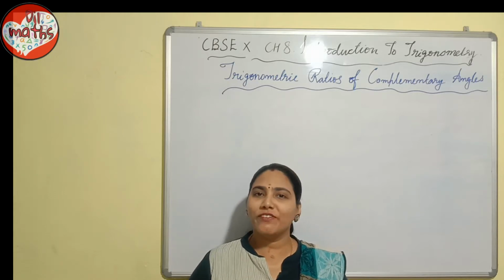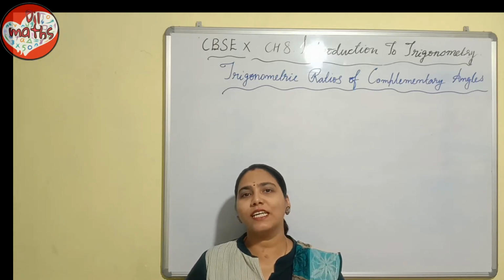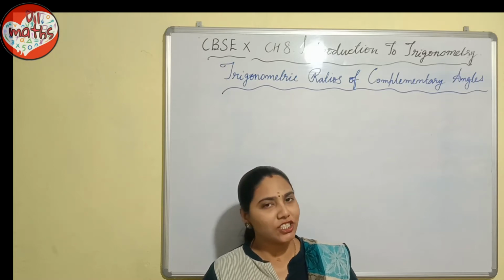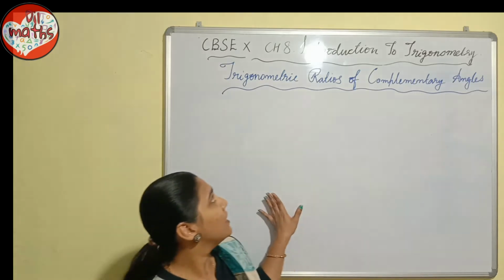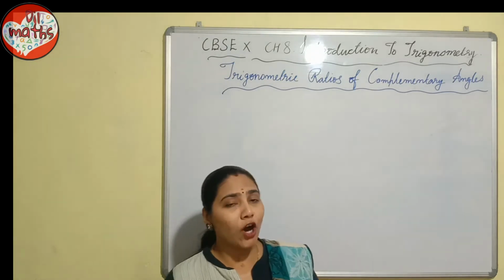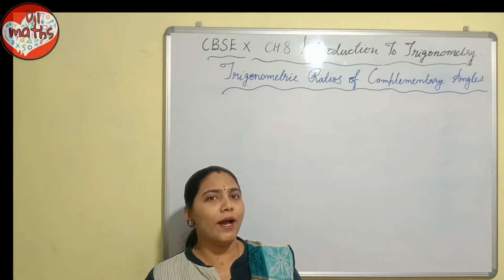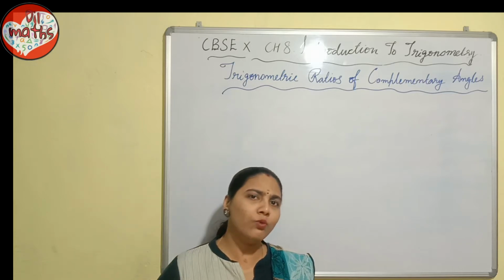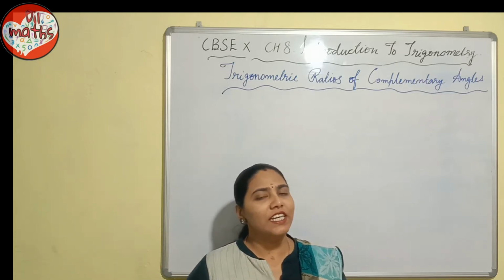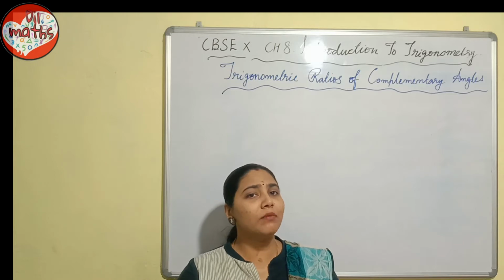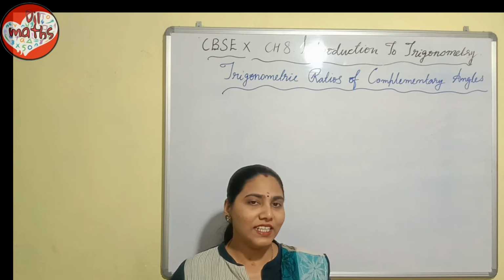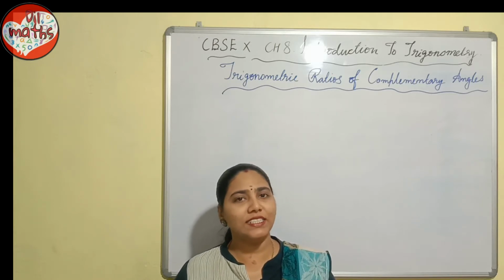Today we are going to discuss the 10th standard syllabus, Chapter 8, Introduction to Trigonometry. Trigonometric ratios of complementary angles we are going to discuss now. For that you should know about complementary angles. What are complementary angles? If the sum of two angles is equal to 90 degrees, those angles are complementary angles, isn't it?